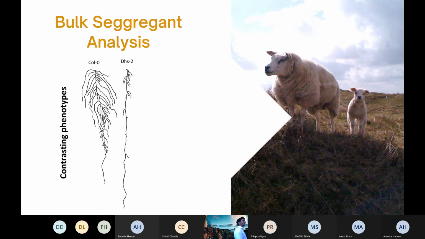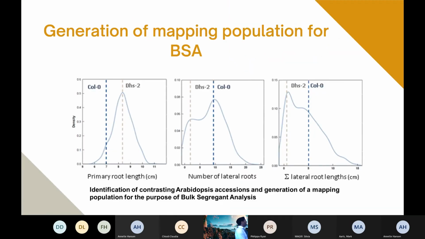Given this contrasting phenotype, we will try to generate bulks by crossing them. We try to generate a bulk of 600 F2 individuals to look at the loci that could be involved in this particular lateral root phenotype. This is also one of the works that is currently in progress.